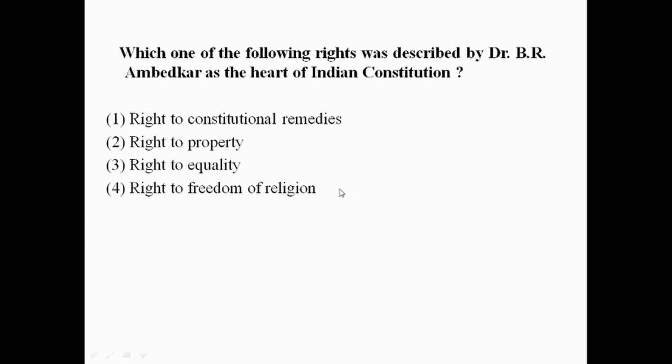The question is, which one of the following rights was described by Dr. B.R. Ambedkar as the heart of the Indian Constitution? The answer is option 1, that is right to constitutional remedies.